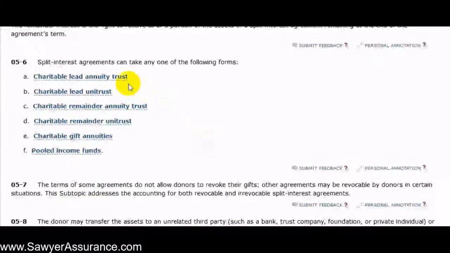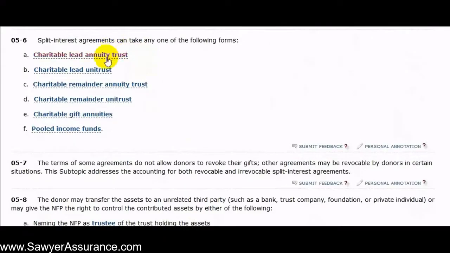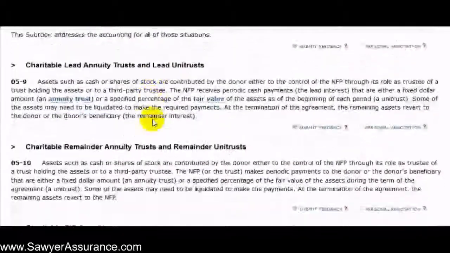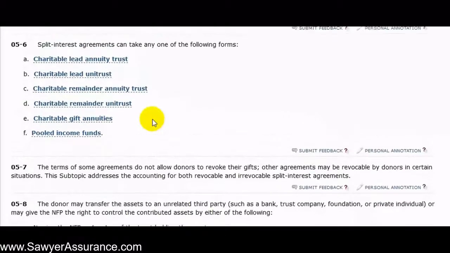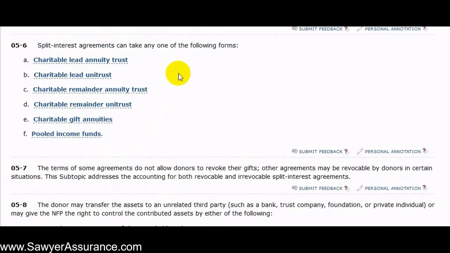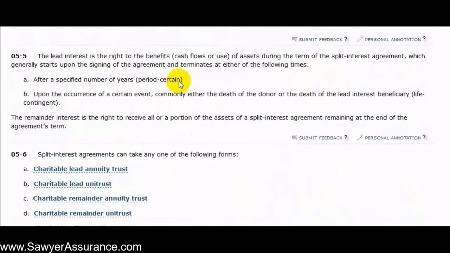And there are several types of split interest agreements, and in the next video, we will go through each of these types of split interest agreements in detail. And then after that, we will understand in several other videos how to record these types of agreements from our perspective as the not-for-profit entity.